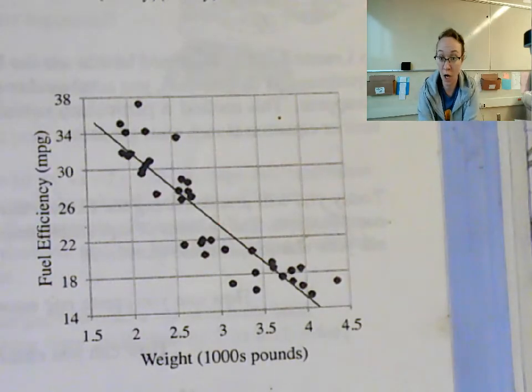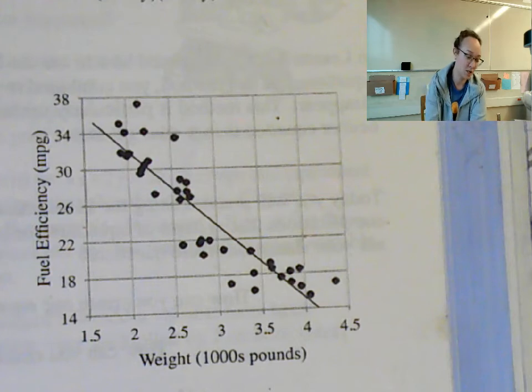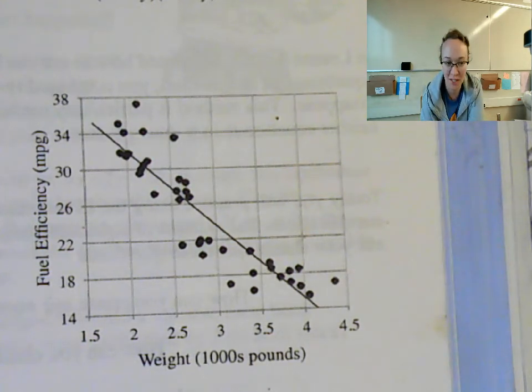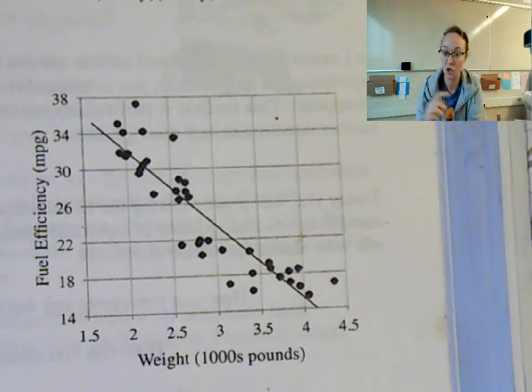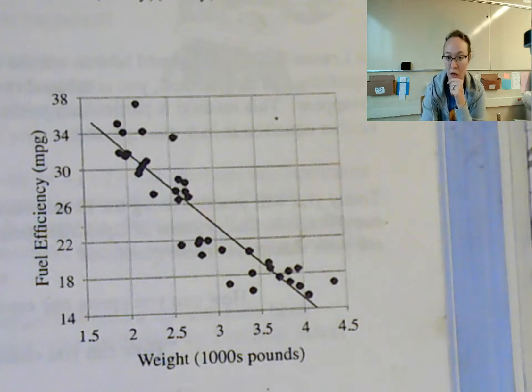Okay, I want you to pause and I want you to write one or two sentences describing the association of the weight of a car to its fuel efficiency in miles per gallon according to this scatter plot that you have been given. Make sure to talk about the strength, the direction, the form, and whether or not there are any outliers. Pause and do it now.